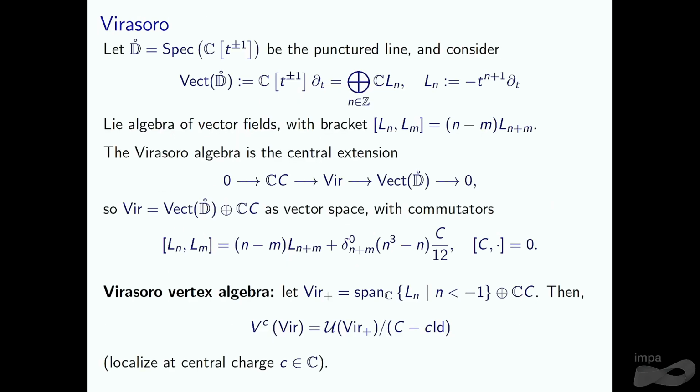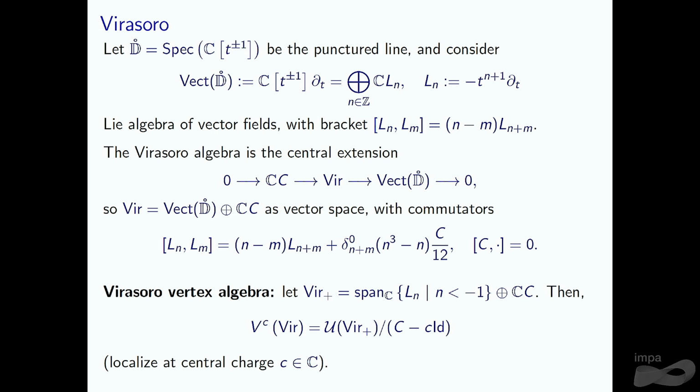Okay, so let me give you some examples. The first example, maybe to keep in mind, comes from the Virasoro vertex algebra. So what you think is to consider vector fields on a circle, and these are generated by L_n equals minus t to the n plus 1 partial t, where t is some variable in the circle, or C star, as you like. Then this is a Lie algebra, and these are the relations of the Lie algebra. This is the Witt algebra.